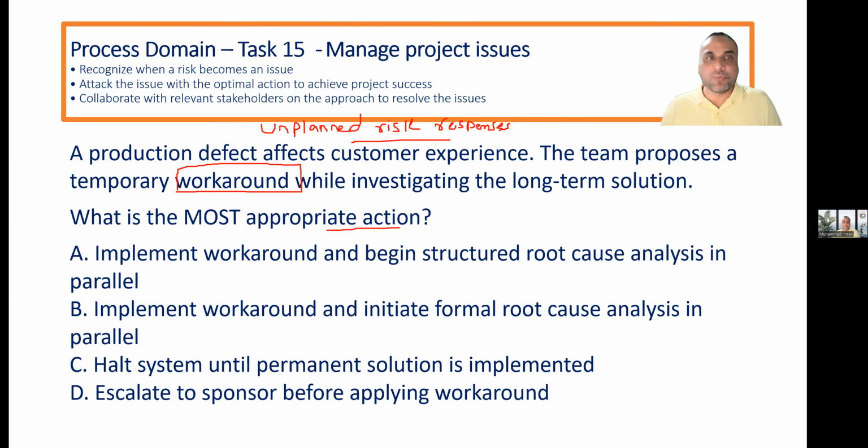What is the most appropriate action? Implement workaround and begin a structured root cause analysis in parallel. Implement workaround and initiate formal root cause analysis in parallel. Halt system until permanent solution is implemented. Escalate to sponsor before applying workaround.